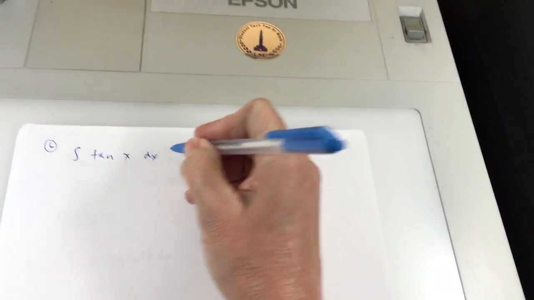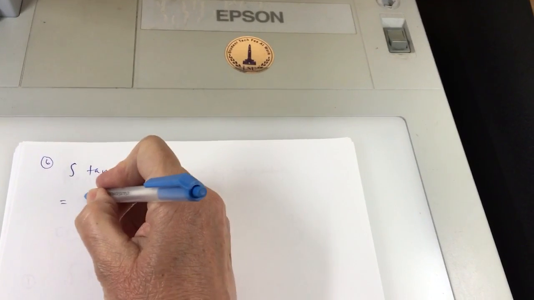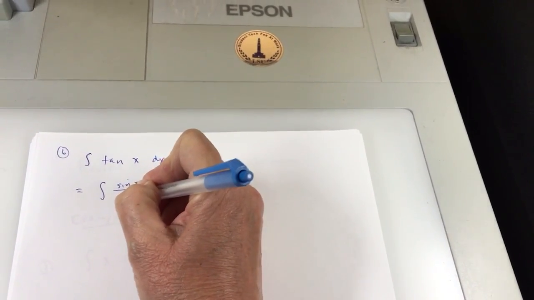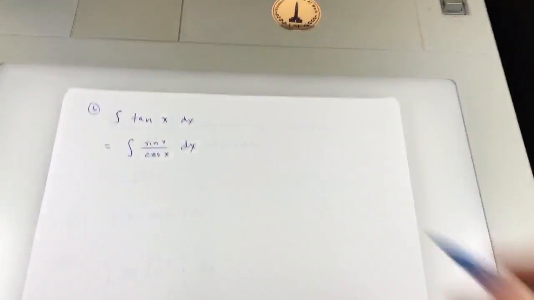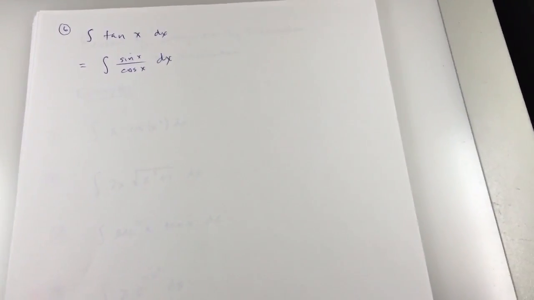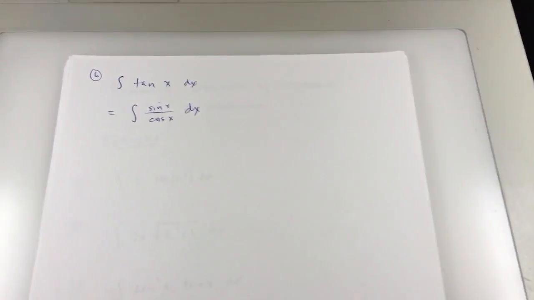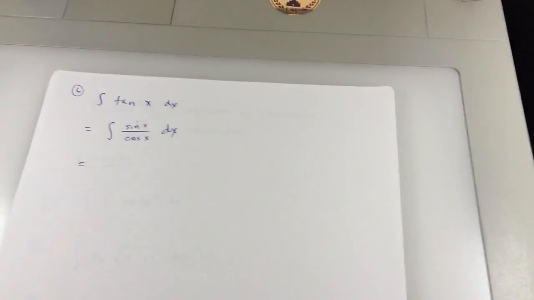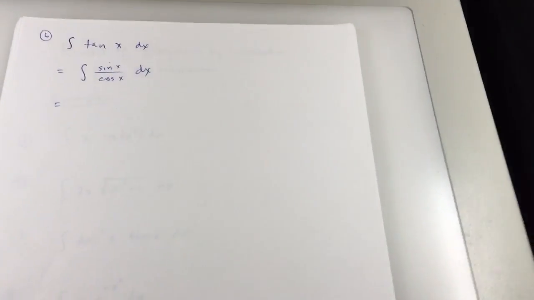I'm going to change tangent x to sine x over cosine x. Use a trig identity. And then I have to think a little more creatively. What did you do next? I did 1 over cosine x times sine x so that you could put cosine x in some function. Yep.